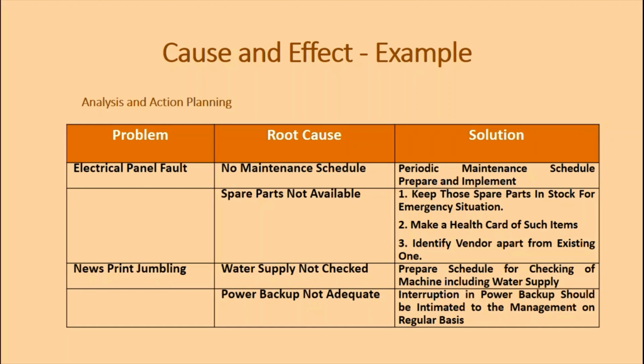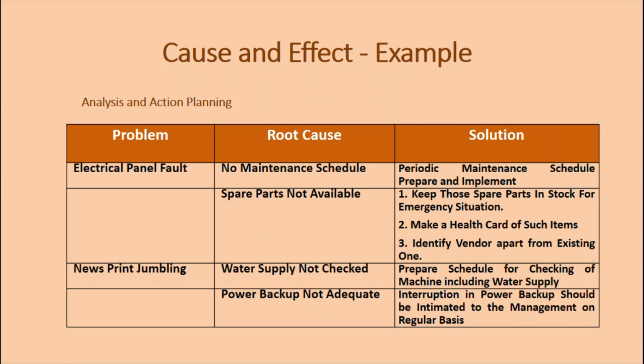And for another problem, which is newsprint jumbling, they have identified 2 root causes, which are water supply not checked and power backup not adequate. For water supply not checked, they have come up with a solution, which is to prepare a schedule for checking of machine including water supply. And for the root cause power backup not adequate, the solution is that interruption in power backup should be intimated to the management on a regular basis, because they don't have any alternative. So they have come up with this action plan.